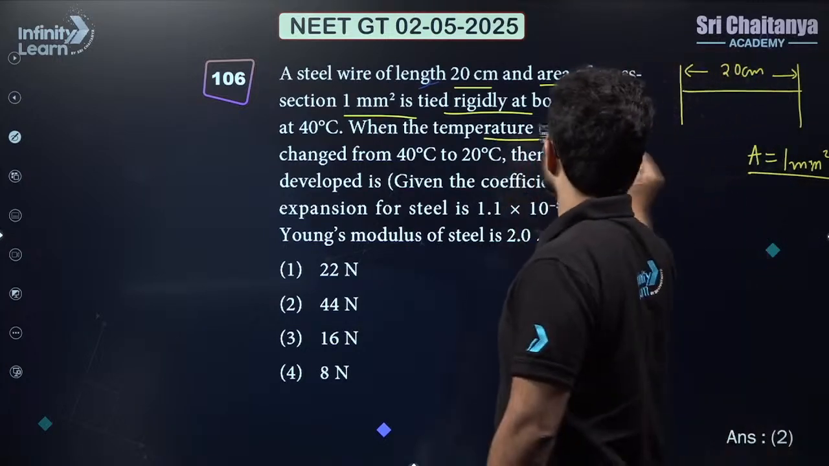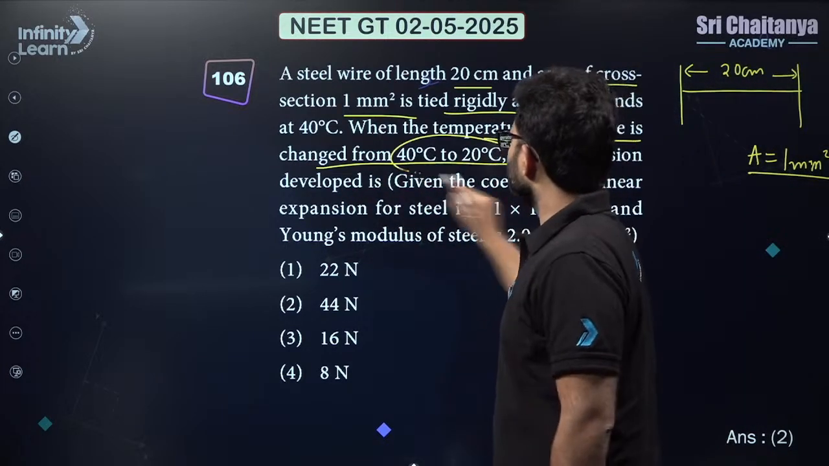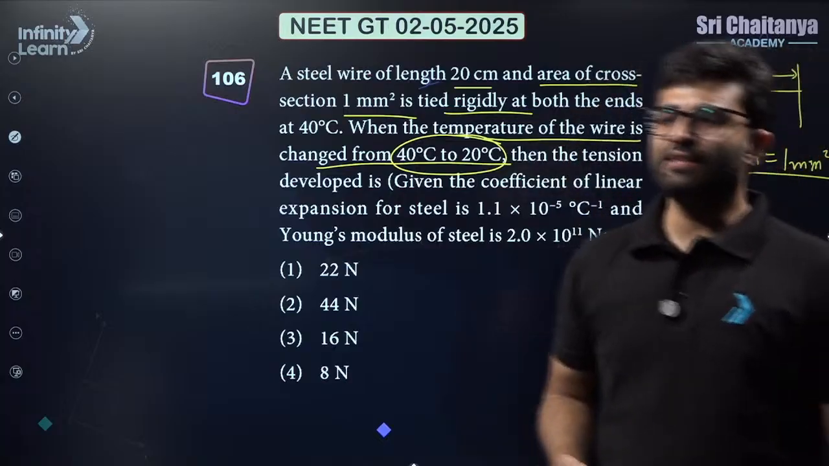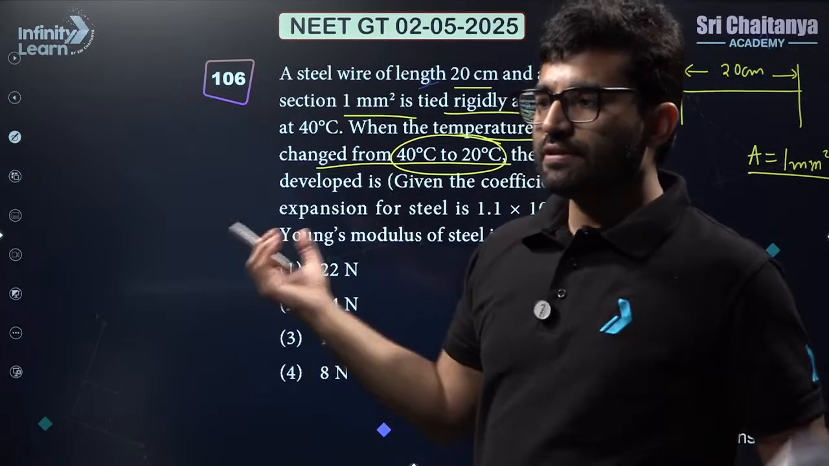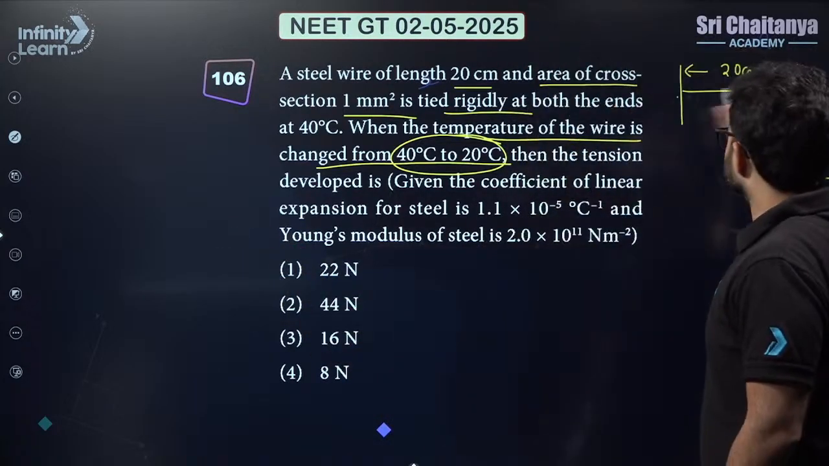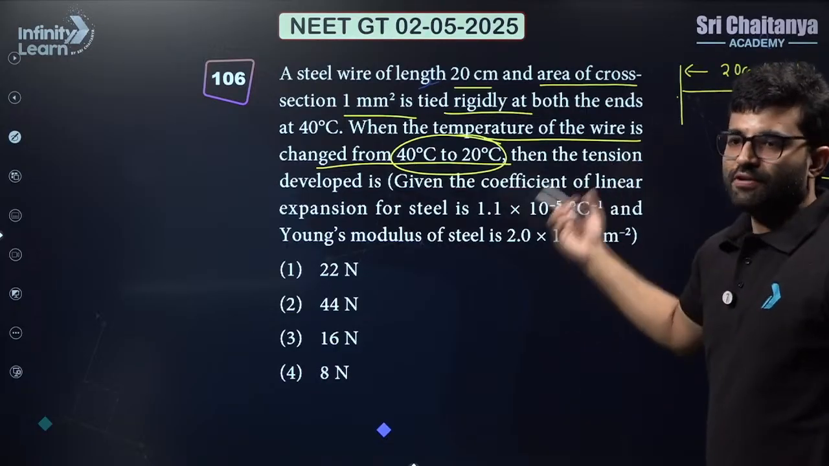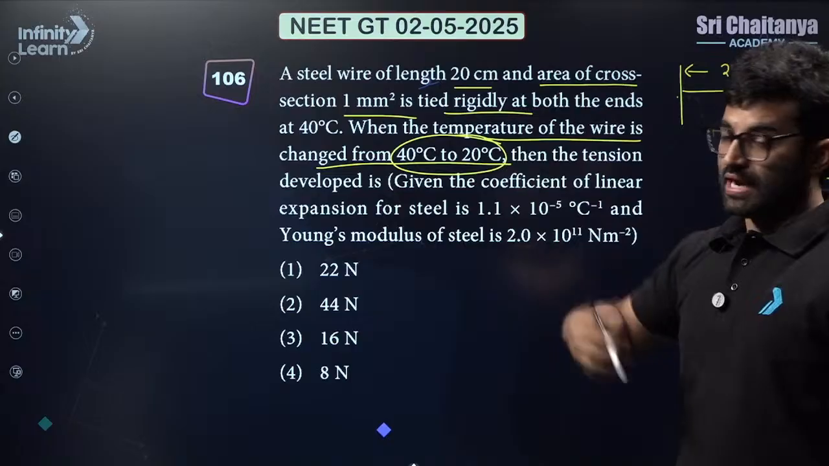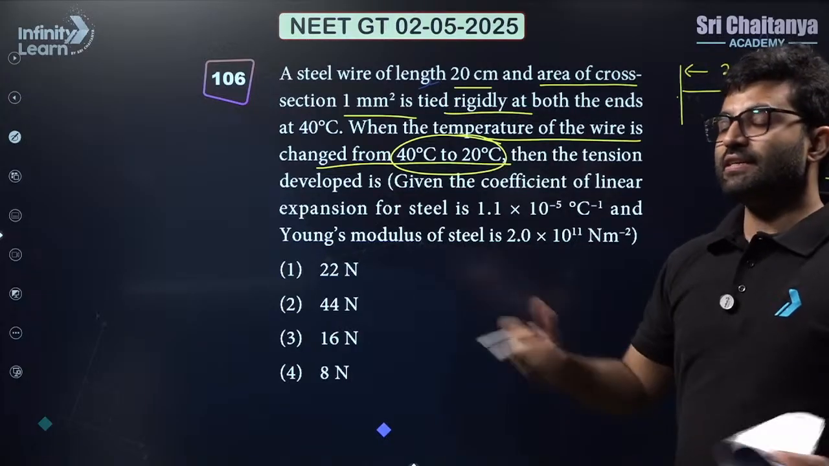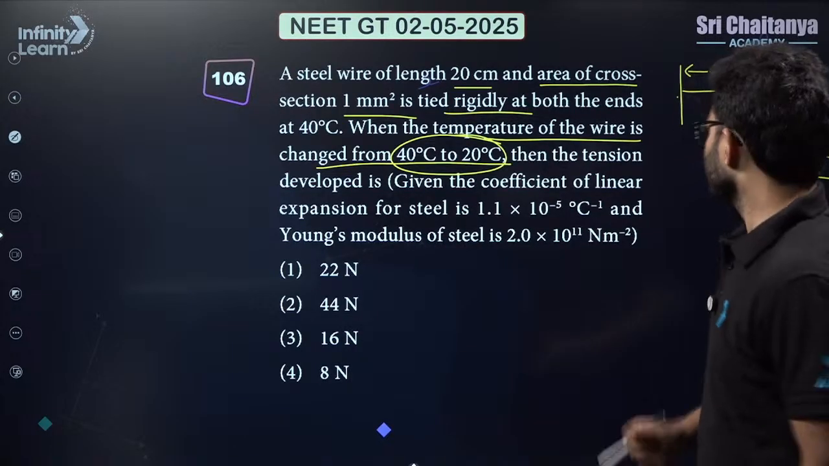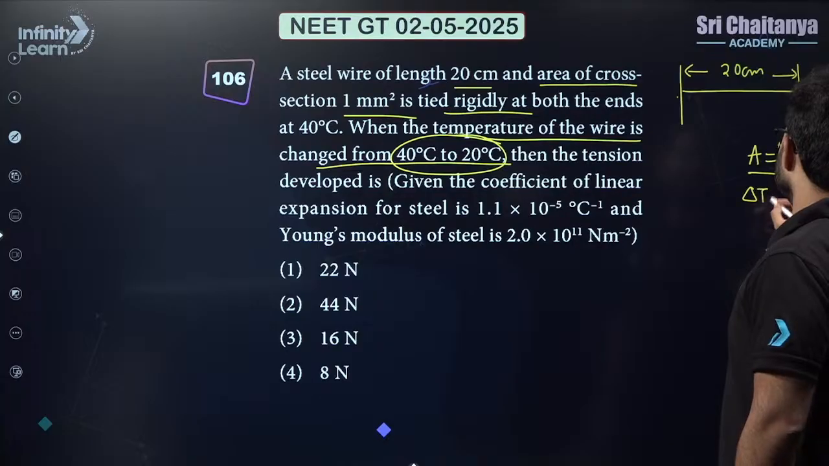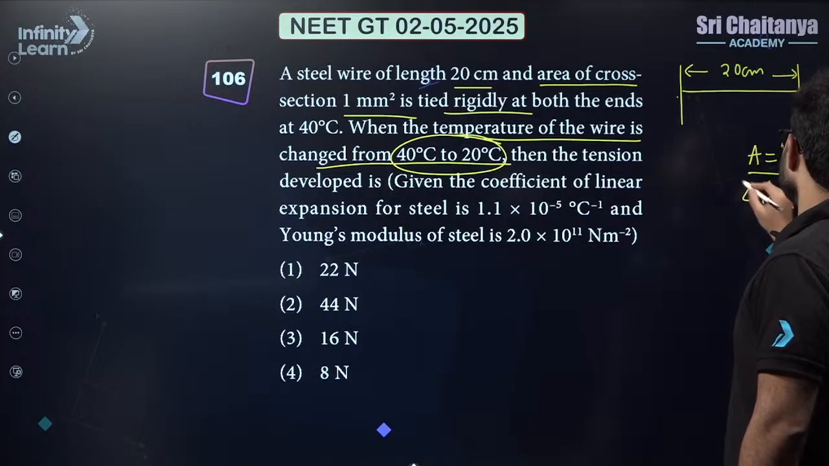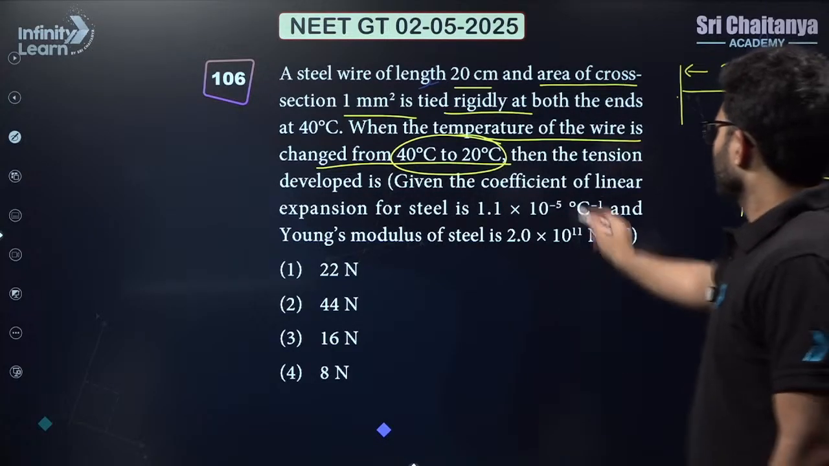When the temperature of the wire is changed from 40 to 20, right? So it is being contracted, right? So when it goes from 40 to 20, it will receive a contraction. But since it is fixed, it will not allow it to contract, which means that at the final stage, it is in the expanded state, right? So delta T I know, the magnitude of delta T is 20, right?